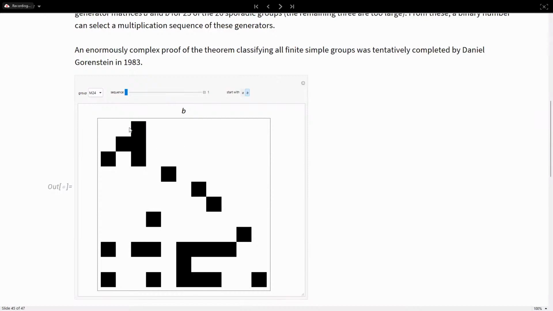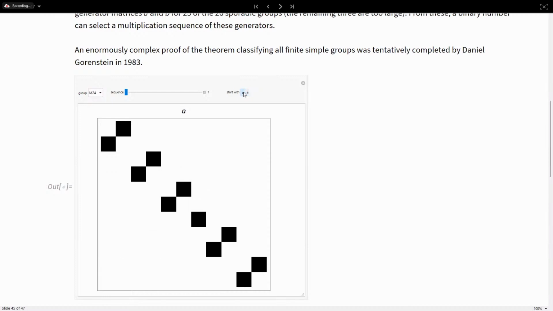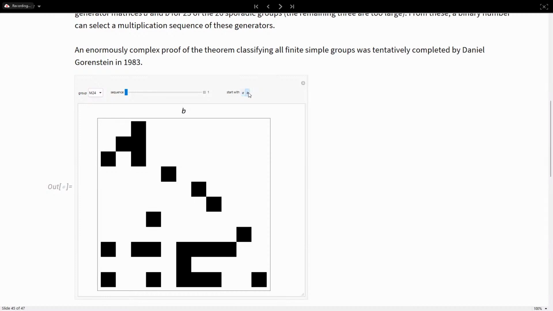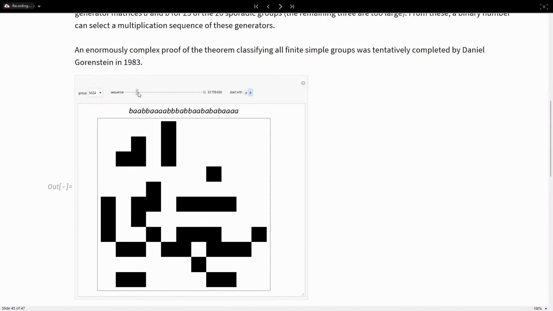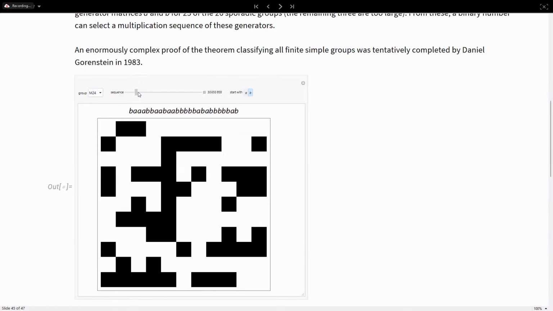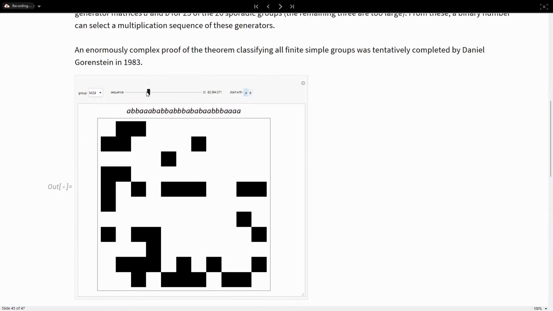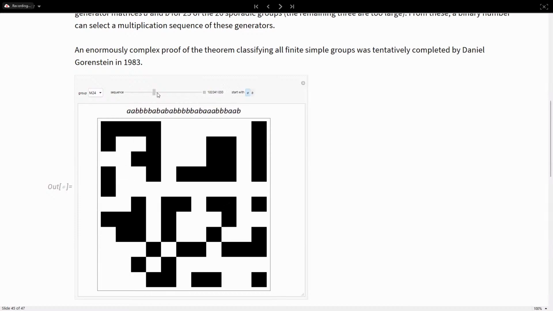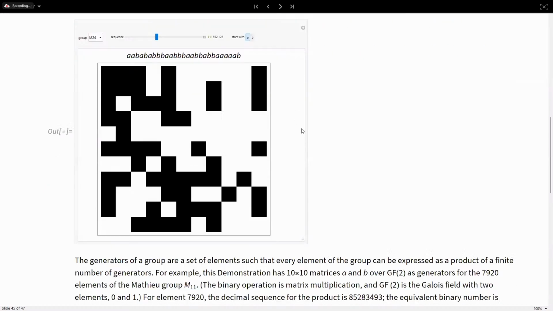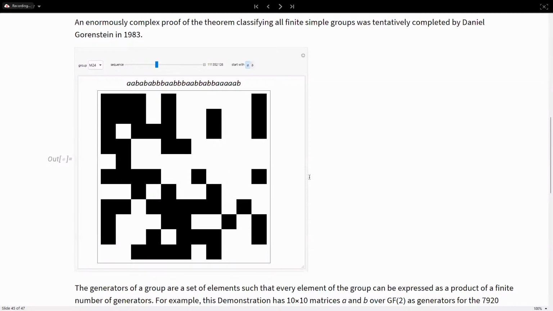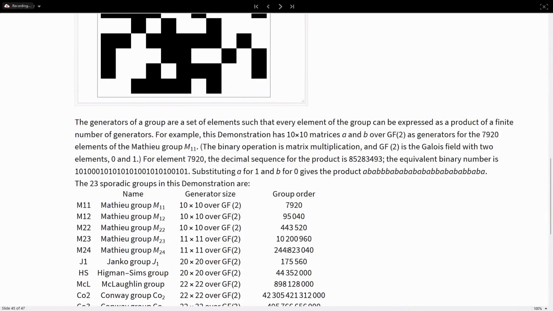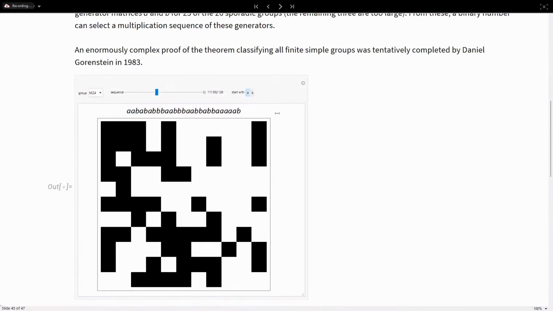But here we have two matrices. This is a 0, 1 matrix, and that's the B matrix, and here's the A matrix. And these two matrices together make the M24 group. So we can multiply series of them together, such as that. And when you look at all the possible matrices you can get from multiplying these two together, it turns out for M24 there's 244 million different matrices that are in that group.